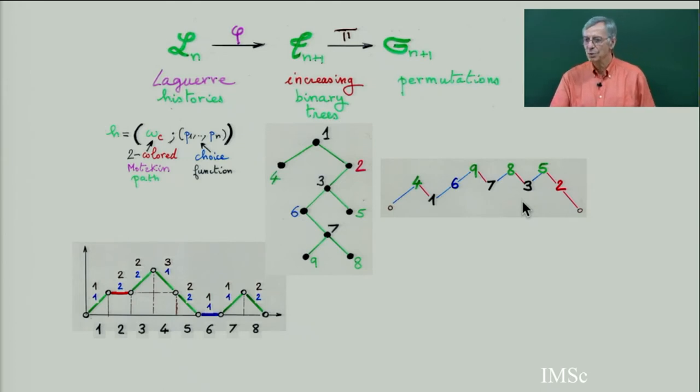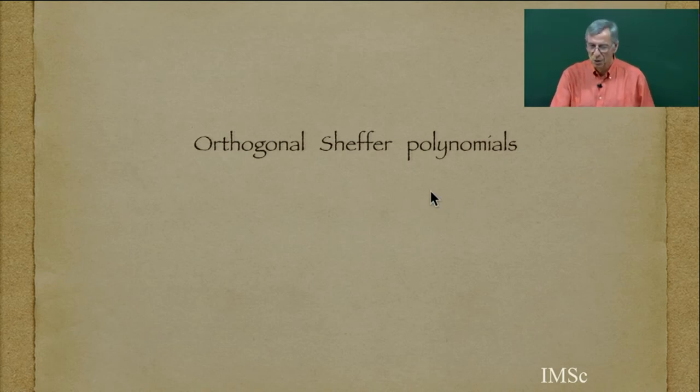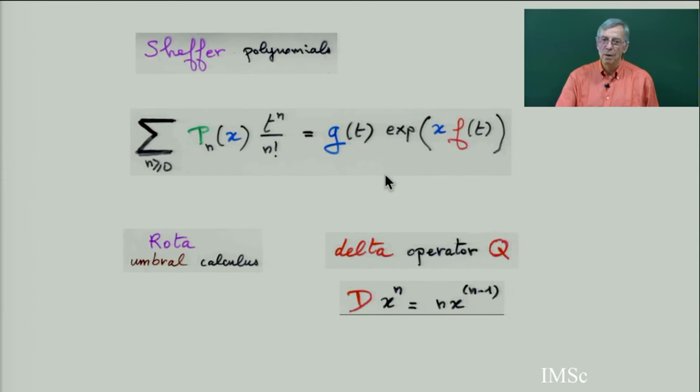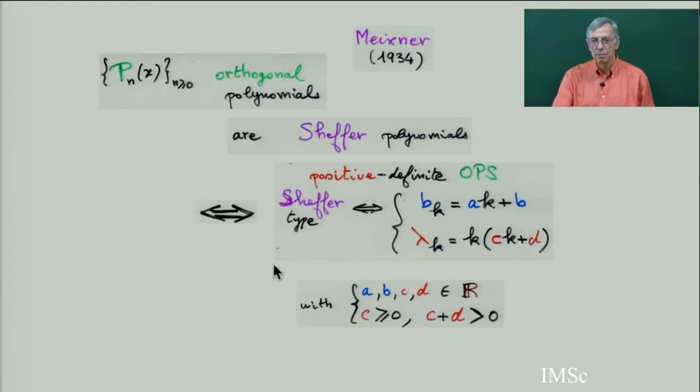So now I have all the tools to do the orthogonal Sheffer polynomials. I remind you the definition of orthogonal Sheffer polynomials. They can be defined in two different ways, by generating function or with a delta operator. And there was a theorem last time of Meixner, which says that orthogonal polynomials are Sheffer if and only if b_k and lambda_k satisfy this kind of recurrence relation, where the b_k are linear in k and lambda_k are quadratic in k. To prove the theorem there is some condition on your real numbers, some positivity, but I think it should be true in a formal way. In fact, I don't know a pure combinatorial proof of the fact that it's orthogonal, then you get exactly b_k, lambda_k like this.